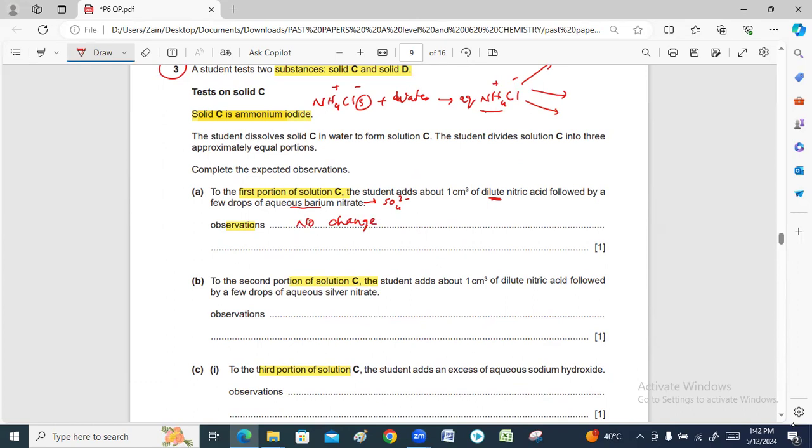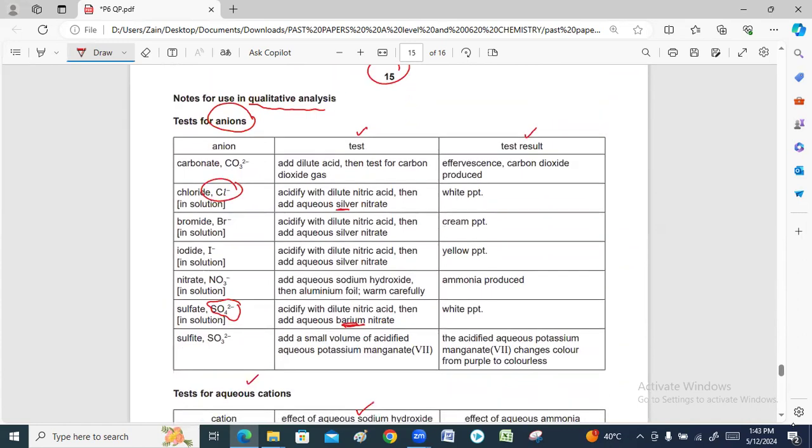To the second portion of C, the student adds about 1 cm cubed of dilute nitric acid, followed by a few drops of aqueous silver nitrate. This test is used for the presence of chloride ion. You can see the qualitative analysis notes. Always use these notes. Acidify with nitric acid, then add aqueous silver nitrate, and you have to write down the observation.